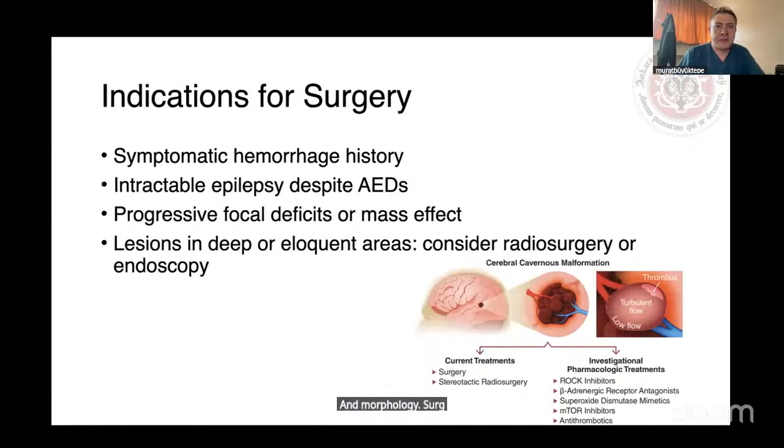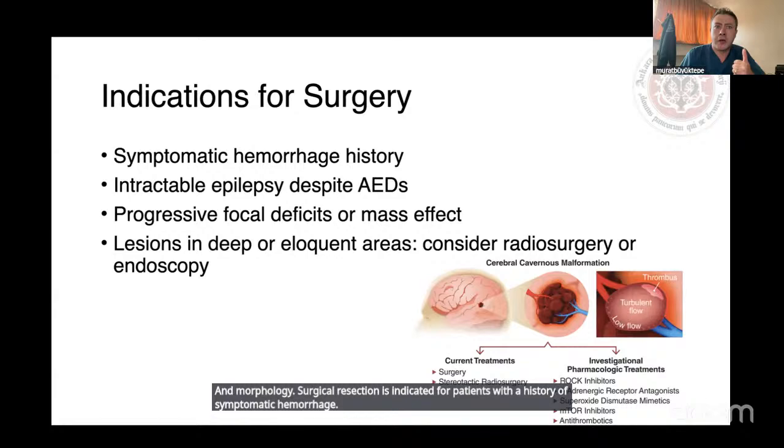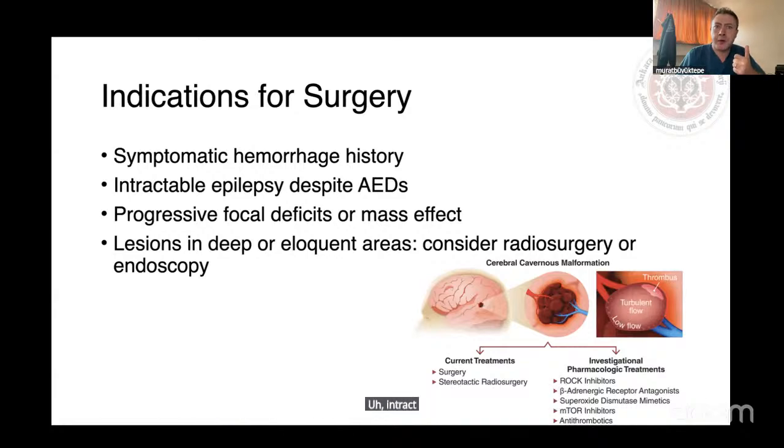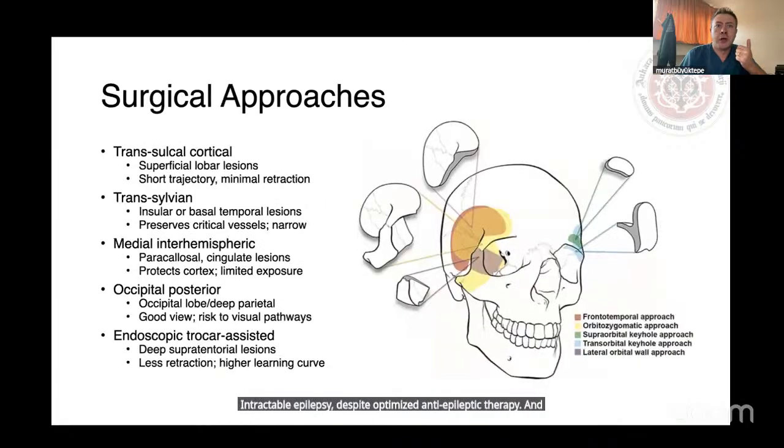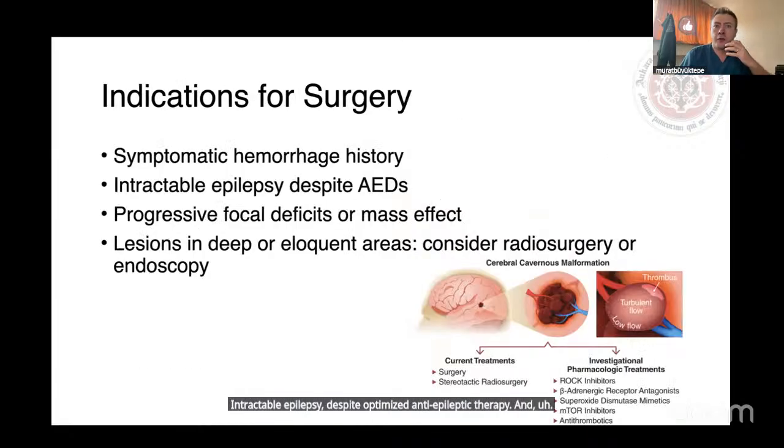Surgical resection is indicated for patients with a history of symptomatic hemorrhage, intractable epilepsy despite optimized anti-epileptic therapy, and progressive focal neurological deficit or mass effect. For deep or recurrent lesions, radiosurgery or an endoscopic approach may be considered.